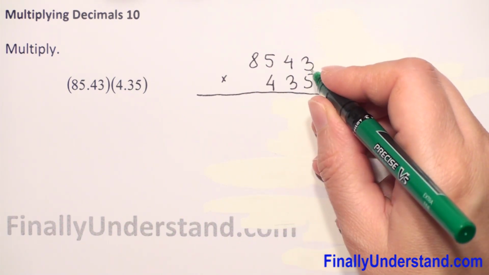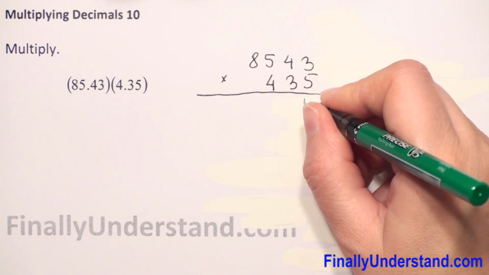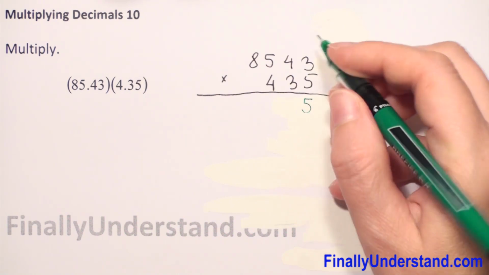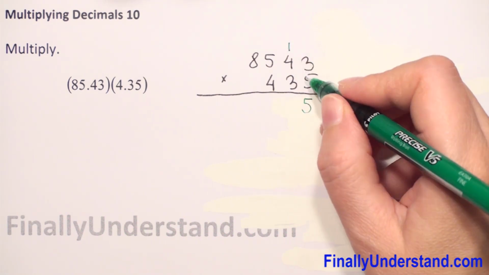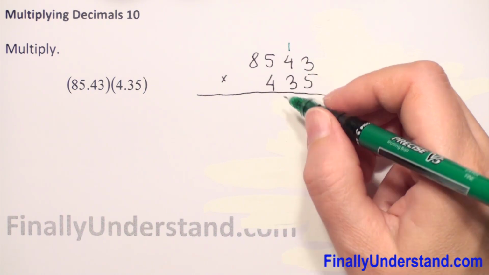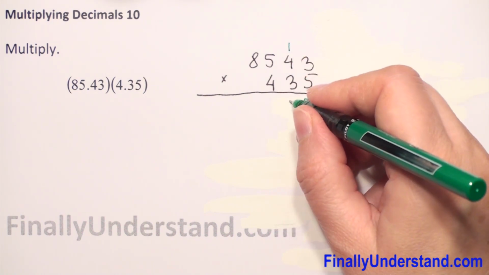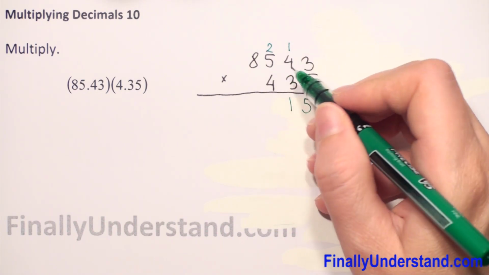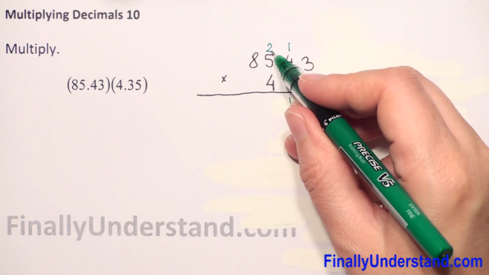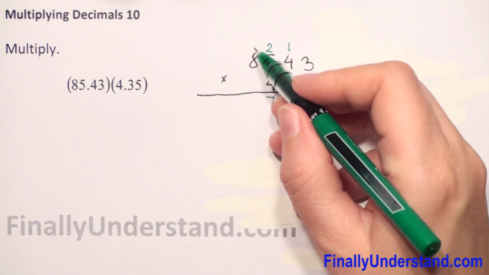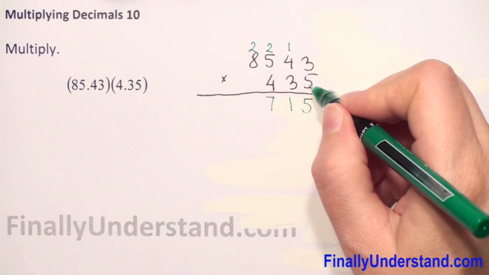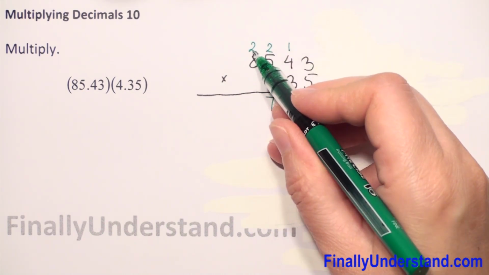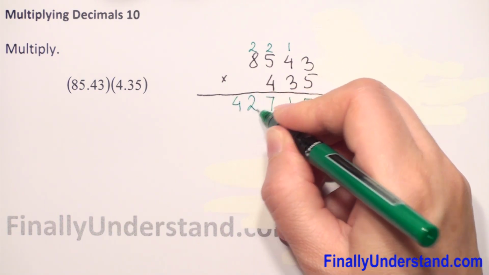So we have 5 times 3 is 15. We write 5 and 1 we add to the next column. 5 times 4 is 20, so plus 1 will be 21. So we have 1 and 2 we add to the next column. 5 times 5 is 25 plus 2 is 27. So we have 7 and 2 we add to the next column. 5 times 8 is 40 plus 2 is 42.